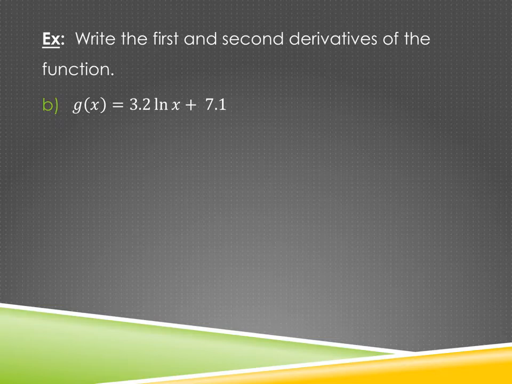This one's a little different because it's not a polynomial. All right, so g prime of x. What is the derivative of 3.2 natural log x? Yeah, it's 3.2 because it's a constant multiplier. The derivative of natural log x is 1 over x, so you can write 3.2 over x. What's the derivative of the 7.1?